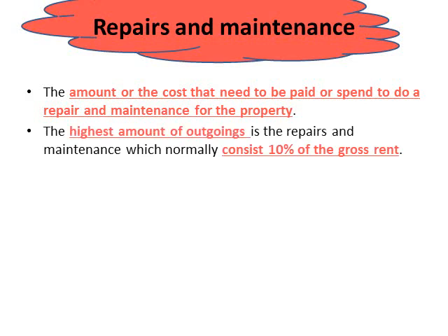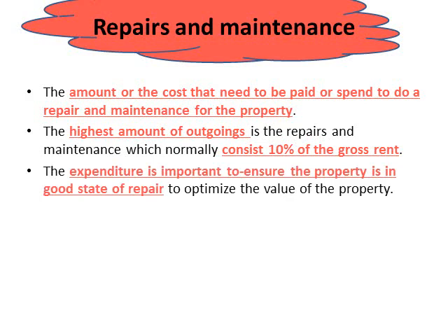The highest amount of outgoing is actually the repairs and maintenance, which normally is about 10% of the gross rent. Okay, so 10% for repairs and maintenance. The expenditure is very important to ensure the property is in a good state of condition, and also, indirectly, to optimize the value of the property and the rental value.